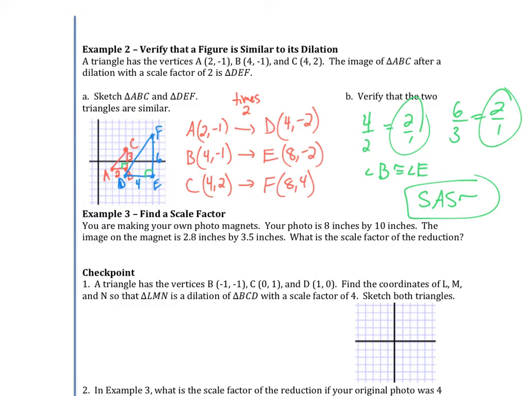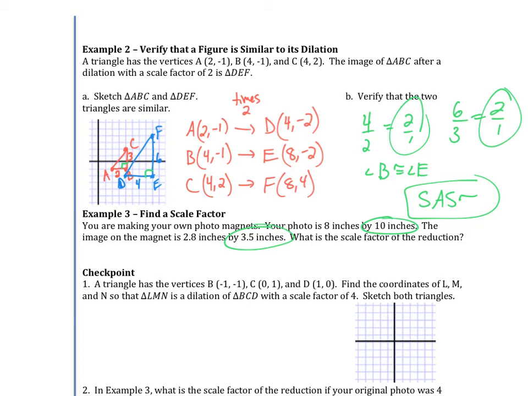Right, then example 3 says you are making your own photo magnets. Your photo is 8 inches by 10 inches. The image on the magnet is 2.8 inches by 3.5 inches. What is the scale factor of reduction? Well, to find that, we just take the sides here: 10 inches and then 3.5 inches.